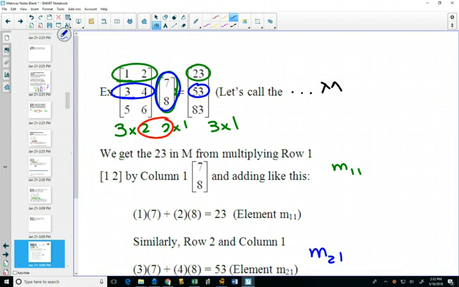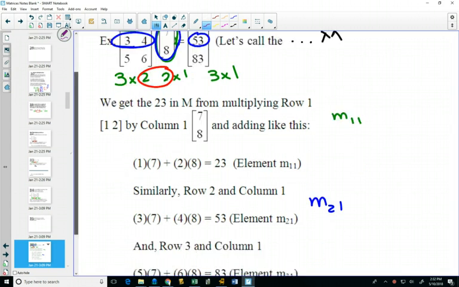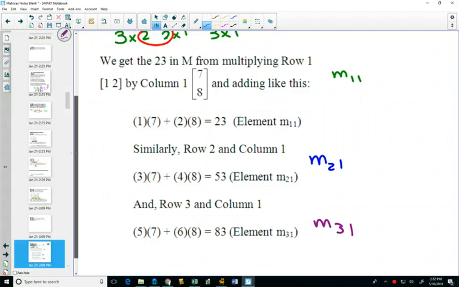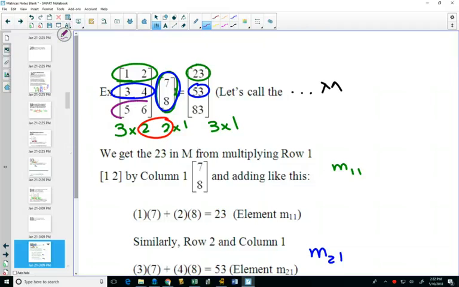And finally, to figure out M31, well, that would be taking row 3, column 1, turn it on its side and blast it through. 5 times 7 is 35. 6 times 8 is 48. Add 35 and 48 together, and you'll get 83.